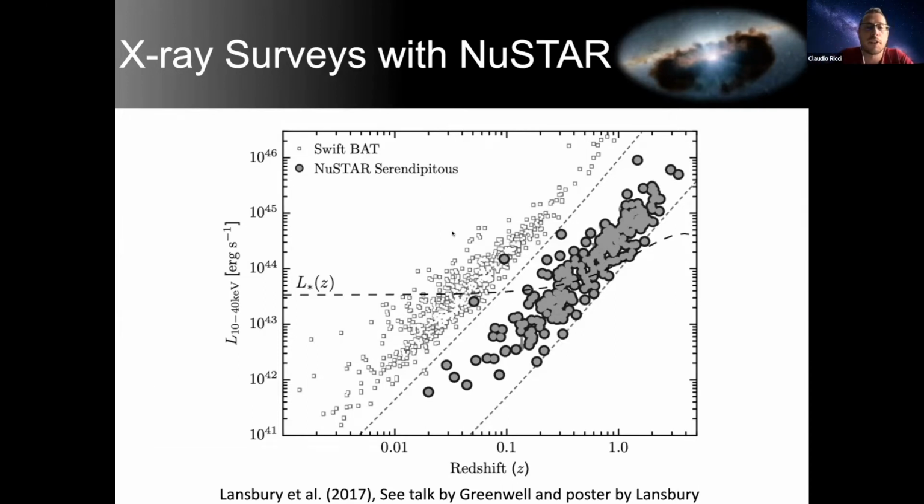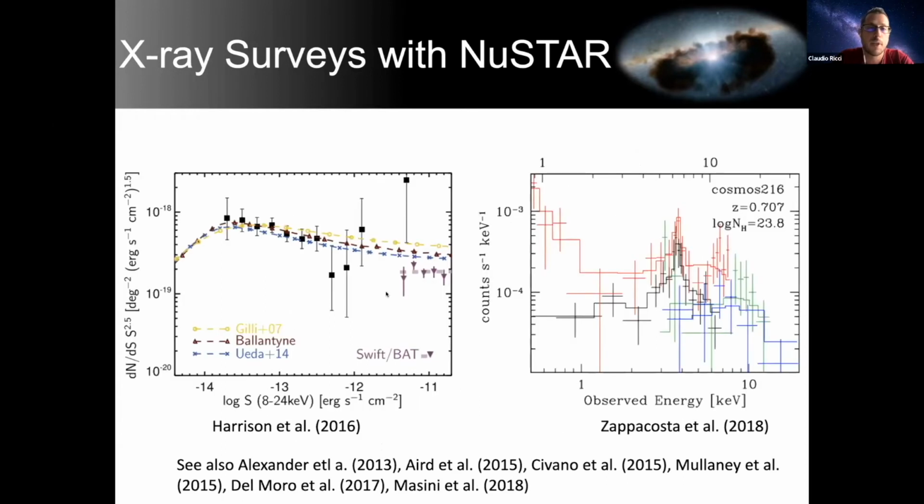And this is something that's being done with hard X-ray selected AGN, because of course hard X-rays are extremely useful for this. And here I'm showing you Swift-BAT and the NuSTAR serendipitous survey, which have both been very successful in detecting heavily obscured AGN. And there will be a talk, I think, about this after mine.